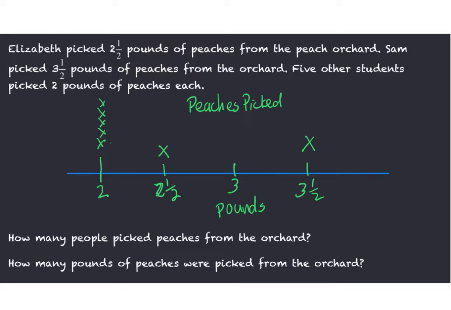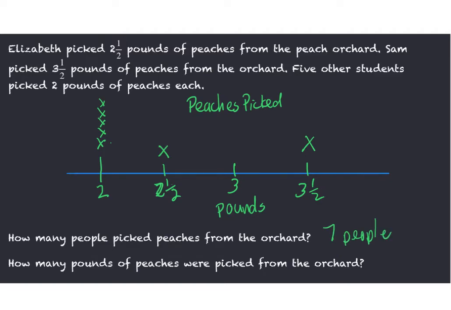So now that I've completed my line plot, I can see what I'm talking about here. Peaches picked. I can see how many pounds of peaches were picked. That there were 5 people who picked 2 pounds, 1 person that picked 2.5 pounds, and 1 person that picked 3.5 pounds. So let's look at our questions here. How many people picked peaches from the orchard? Well, if I count the X's, that tells me how many people picked peaches. 1, 2, 3, 4, 5, 6, 7. So there were 7 people that picked peaches from the orchard.